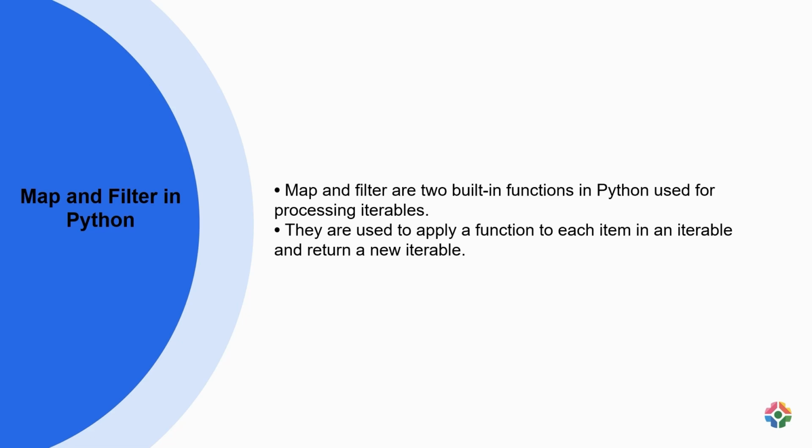Map is commonly used to transform data in a list. For example, converting a list of temperatures from Celsius to Fahrenheit. Filter is frequently used to extract elements from a list that meet certain conditions. For instance, filtering a list of numbers to only include even numbers.